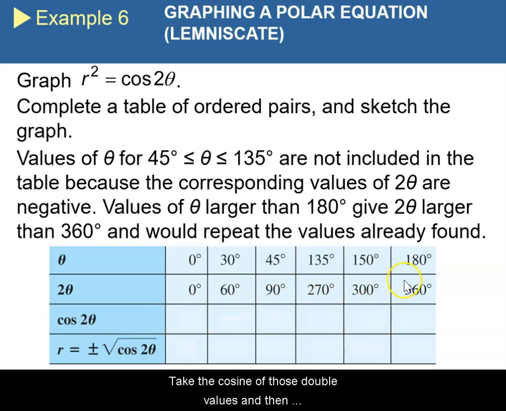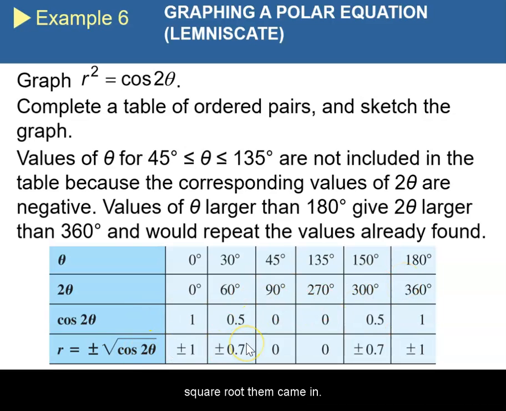Take the cosine of those double values and then square root them, okay? And we'll calculate the positive and the negative values for those, right? So values for 45 through 135 are not included in the table because the corresponding values of 2 theta are negative, right? So values for theta larger than 180 are given, and they give 2 theta larger than 360, and they would repeat themselves. So basically what they're saying here is that they are not including the values that just repeat themselves. So they're giving you values that give you unique values, right?